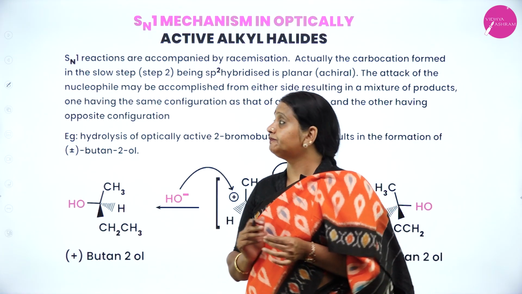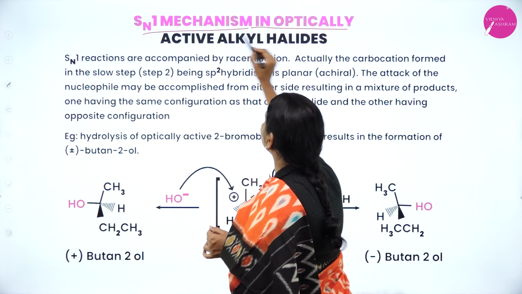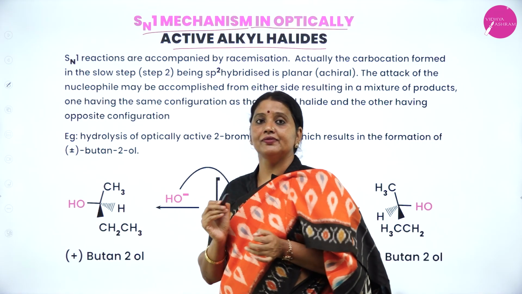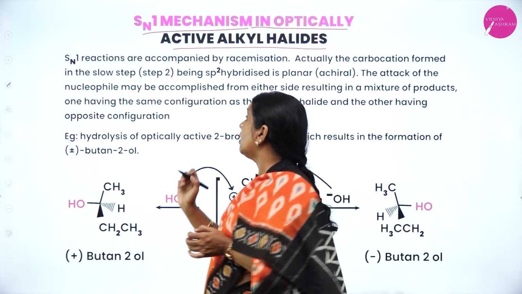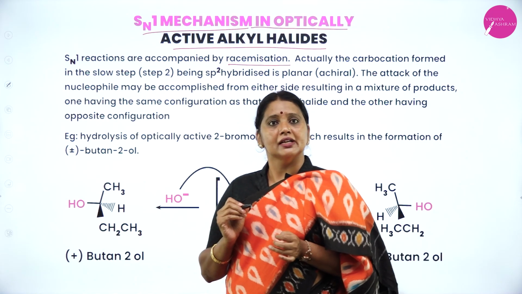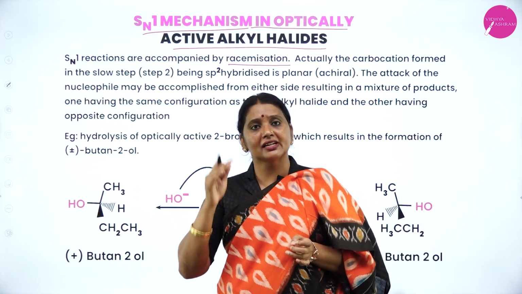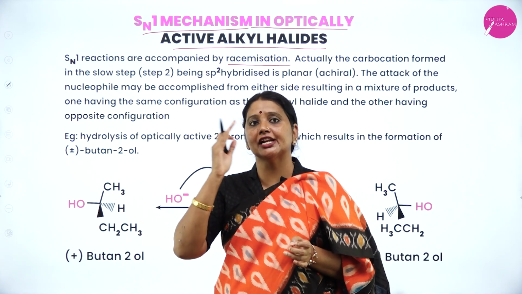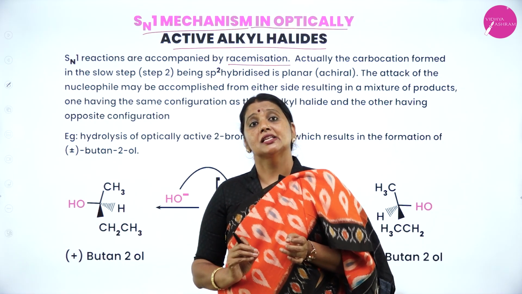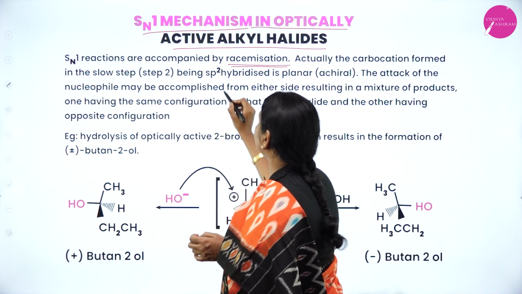Okay. Now, next topic, SN1 mechanism in optically active alkyl halides. SN1 reactions are always accompanied by racemization. What happens in SN1 mechanism? Racemization happens. Racemization means both retention and inversion take place. Here in SN1 mechanism, what did we call it? Racemization. Carbocation form is sp2.